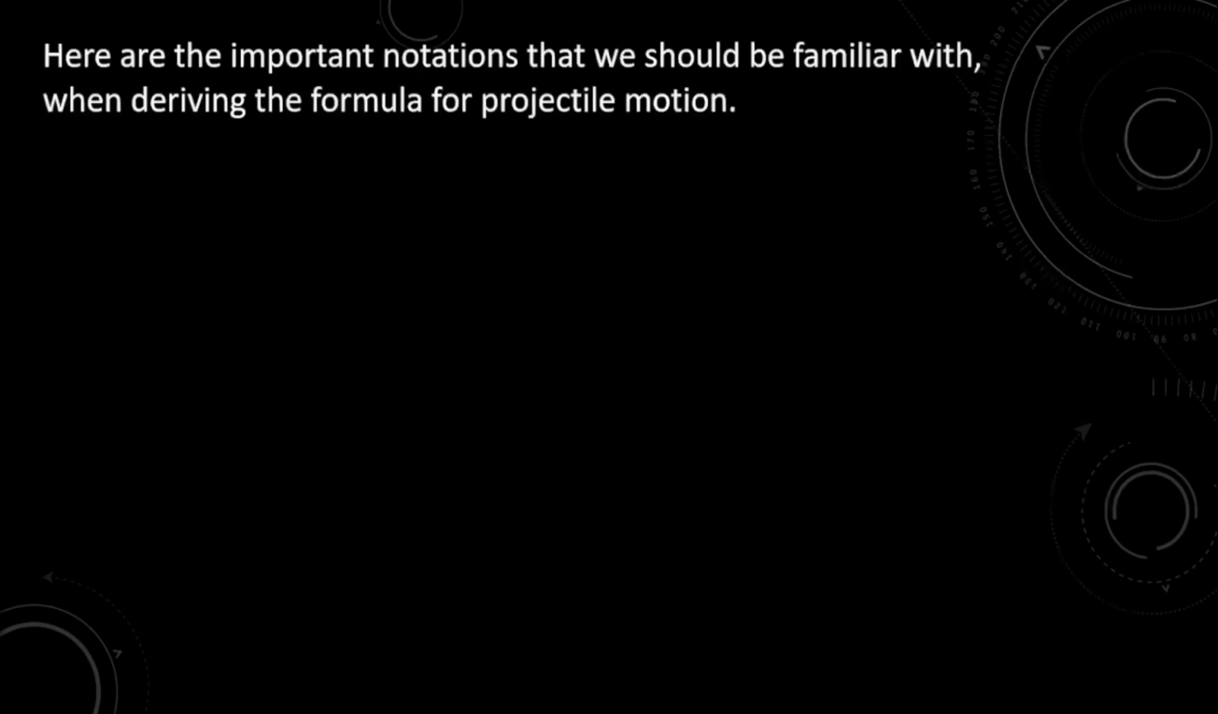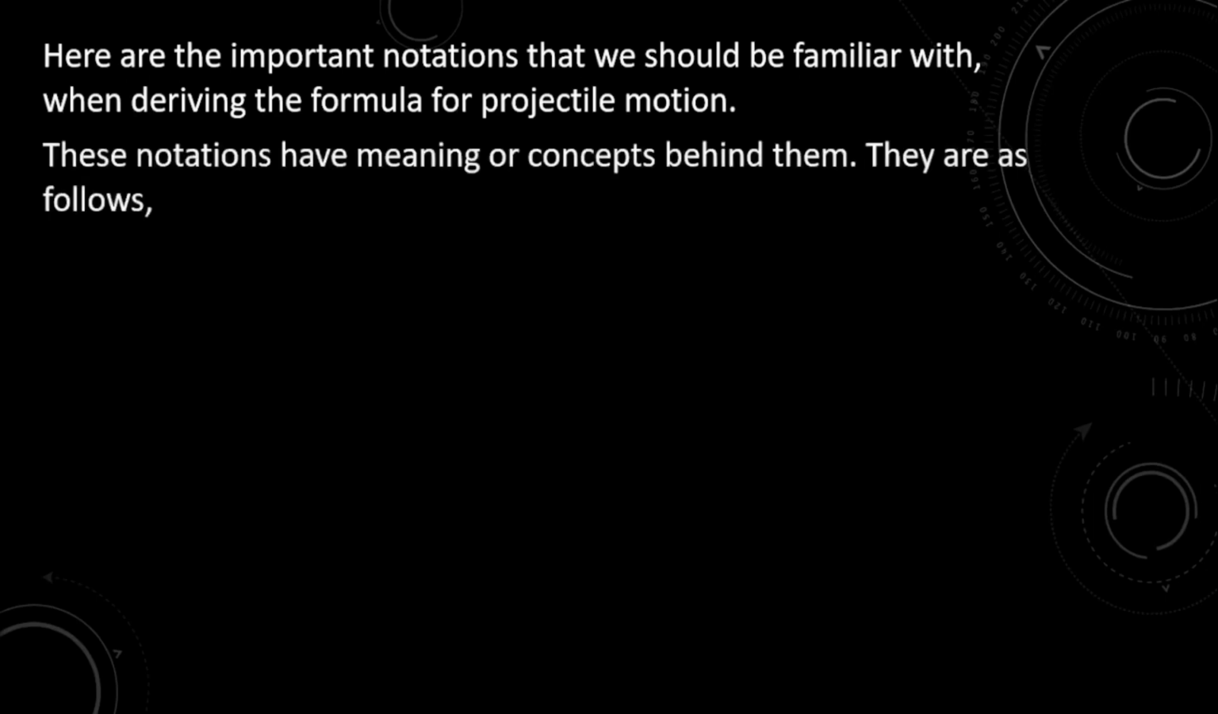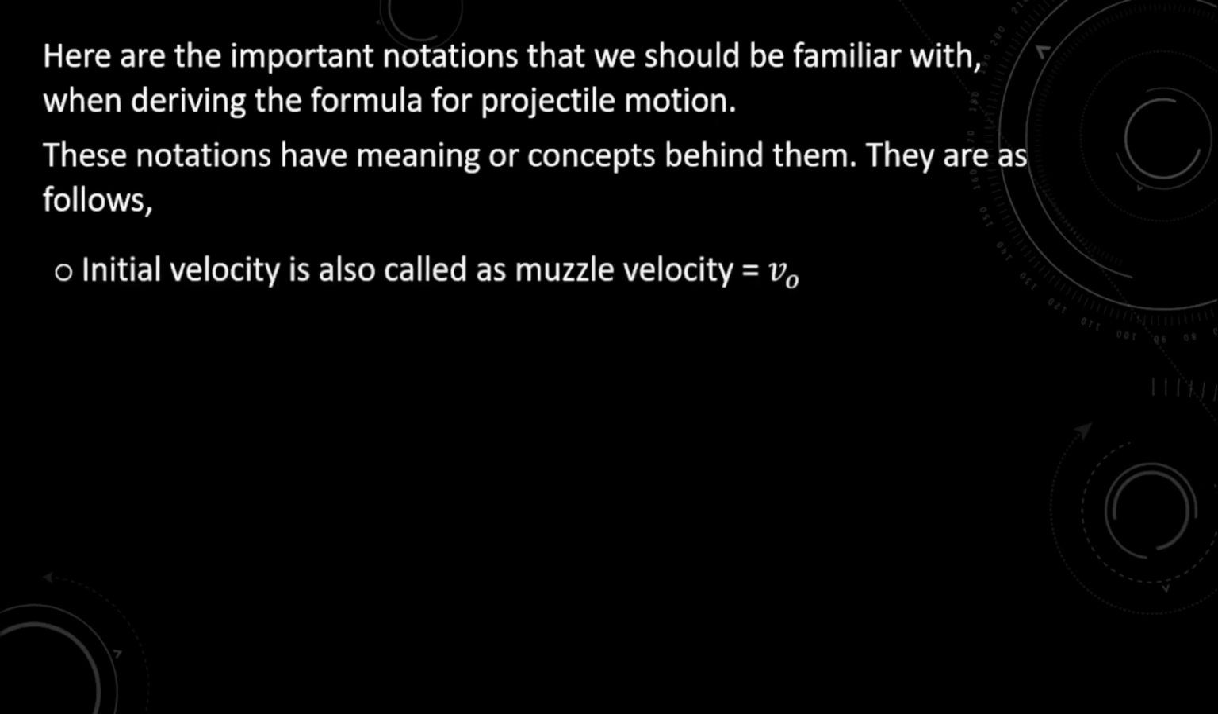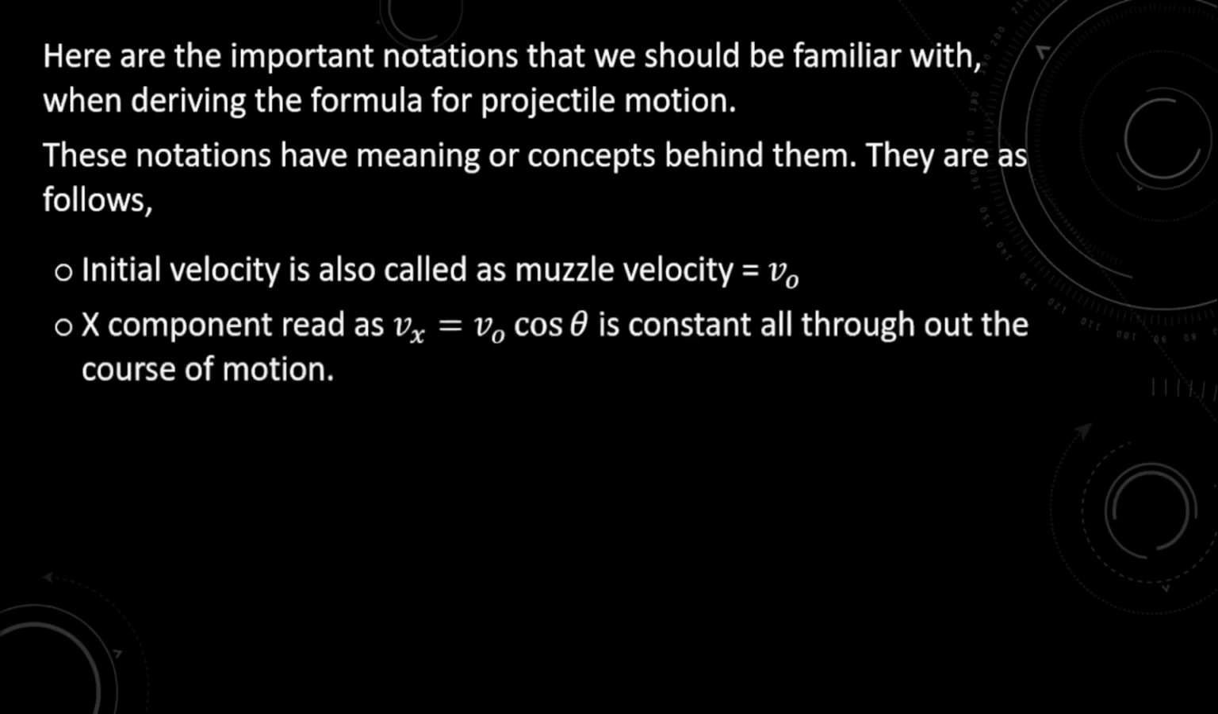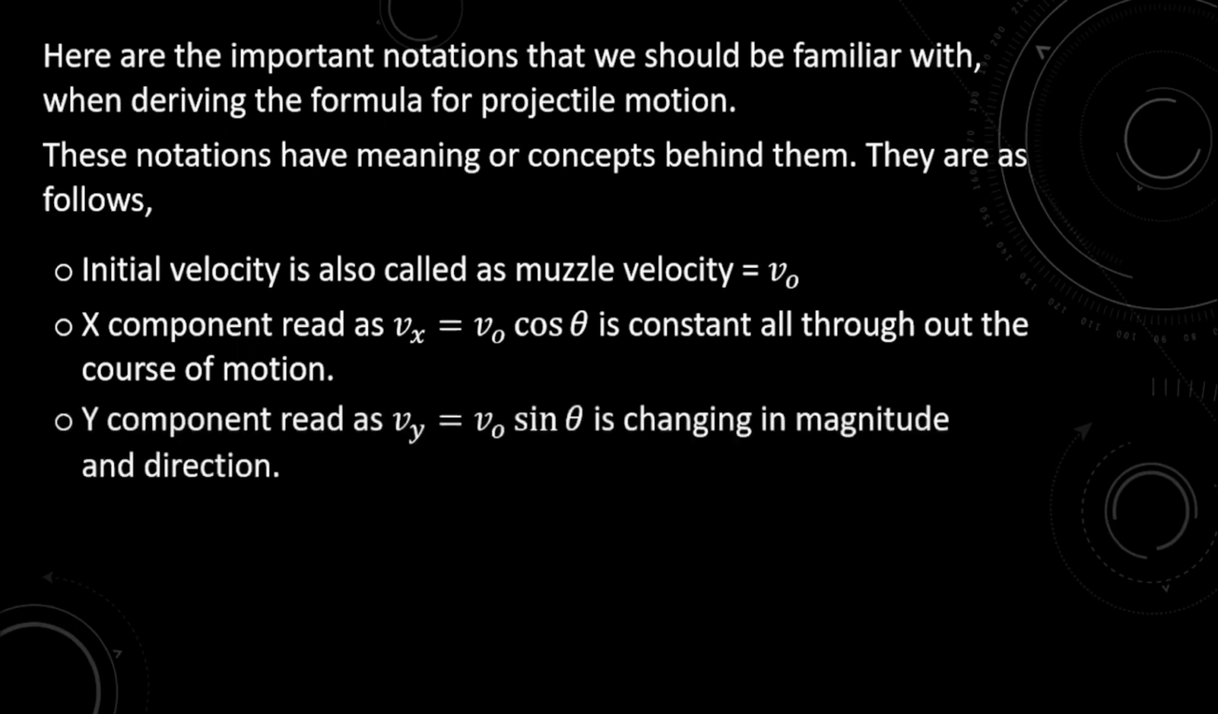Here are the important notations that we should be familiar with when deriving the formula for projectile motion. These notations have meanings or concepts behind them. They are as follows. The initial velocity, also called muzzle velocity, is read as v sub o. The x component is read as v sub x, which is equal to v sub o cosine theta, and is constant all throughout the course of motion. The y component, read as v sub y, is equal to v sub o sine theta, and is changing in magnitude and direction. The angle theta is constant all throughout.